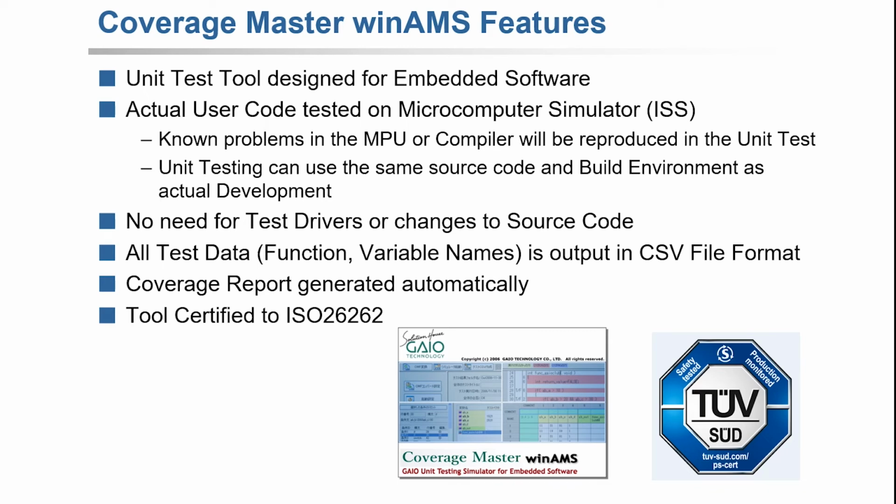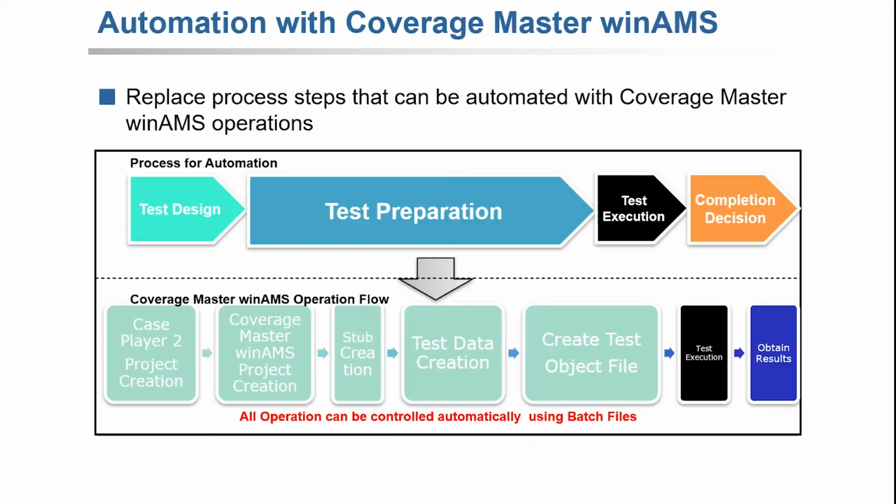And the tool's operation and output files are designed to meet ISO 26262, the international standard for automotive functional safety, which is becoming a requirement for many vehicle manufacturers. So let's take a look at how Coverage Master helps reduce the workload in each of the testing processes. Many of the steps can be carried out using the features of Coverage Master, and the command line interface means that these steps can be automated, reducing the workload greatly.